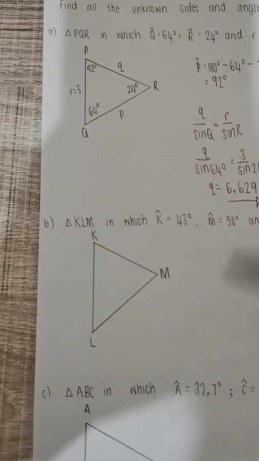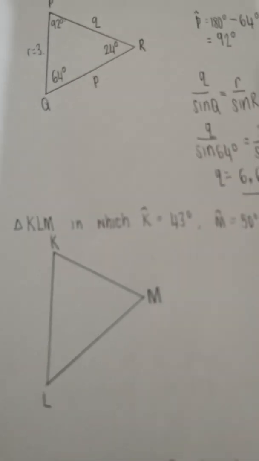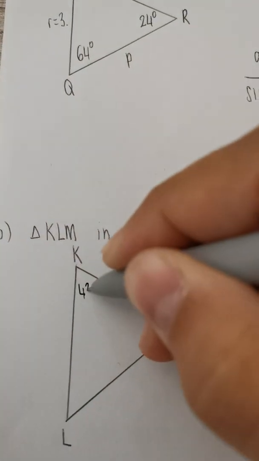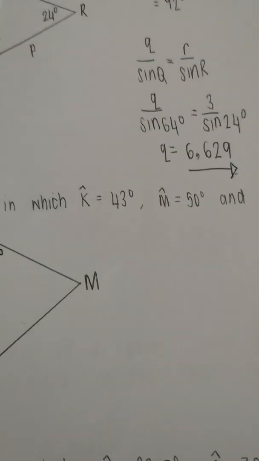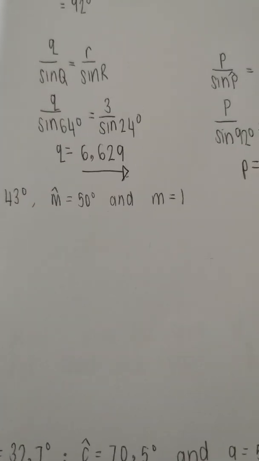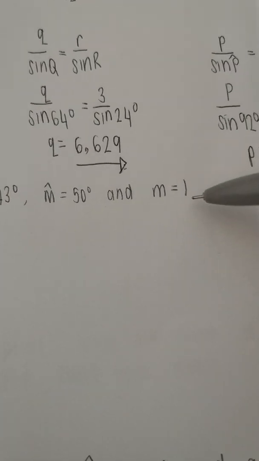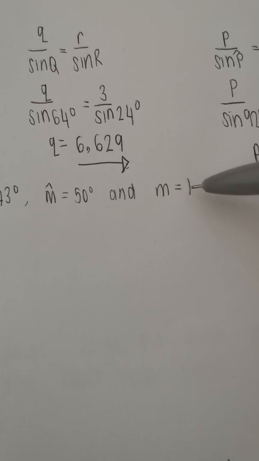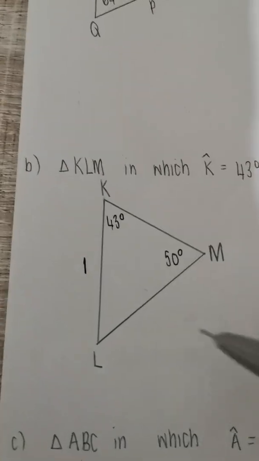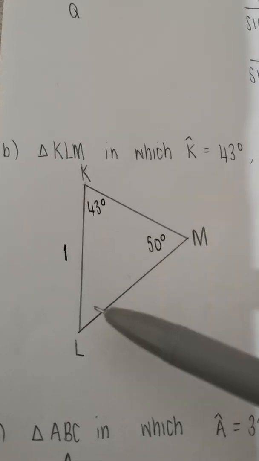We have another triangle, KLM. I have information here that angle K is 43 degrees. Let's fill that in. We have angle M is 50 degrees. Let's fill that in. And I have that small letter m, meaning the side opposite to angle M is 1. So this is 1 unit. I need to figure out this side, and that angle.